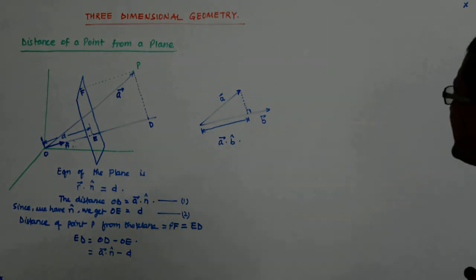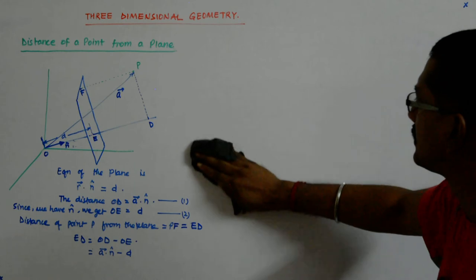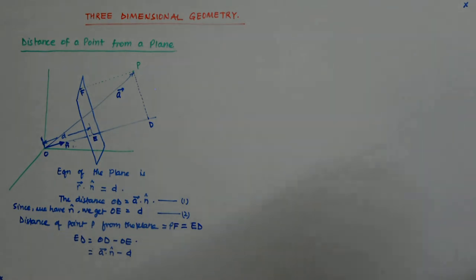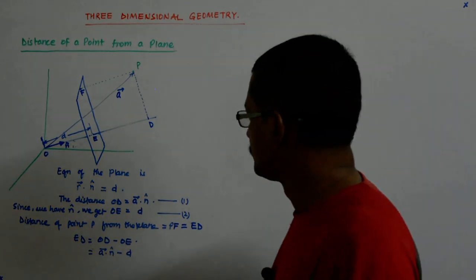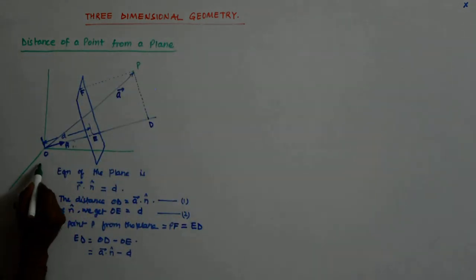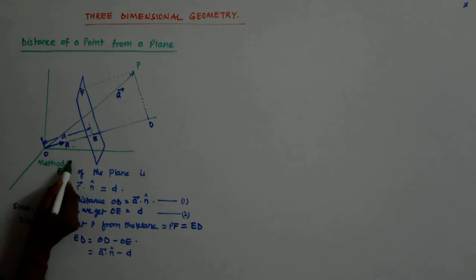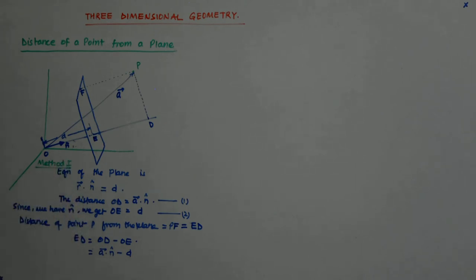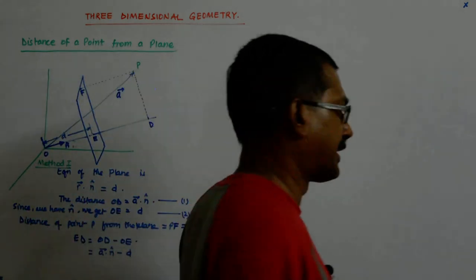The book has done something else, quite something else. What they have done is not sort of wrong, but there is no need to do that actually. Okay, so this is one of the methods. This is method one, vector. We are right now doing the vector method. This is method one. You fully understand this? Fine.